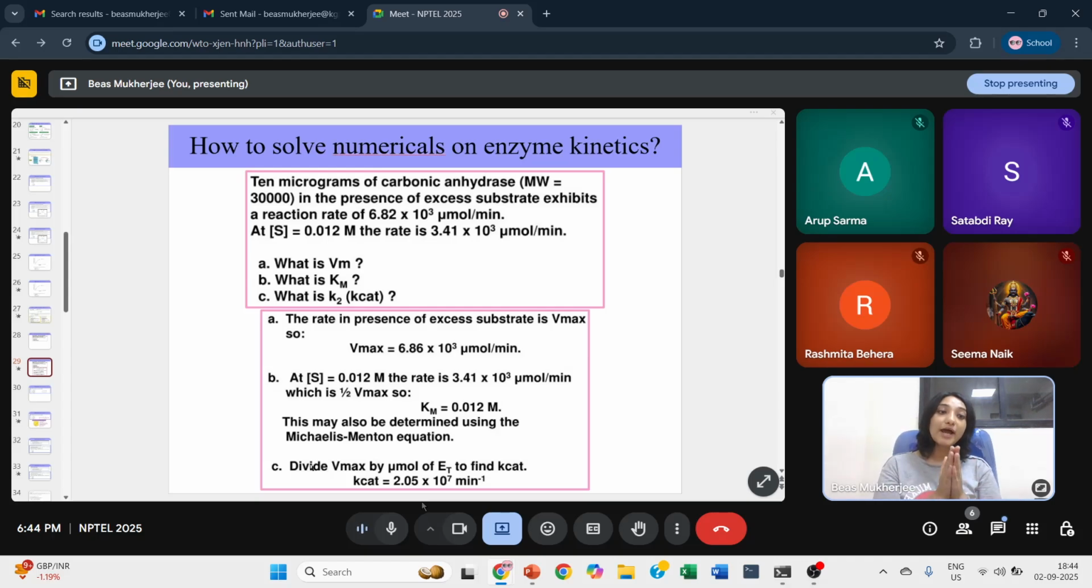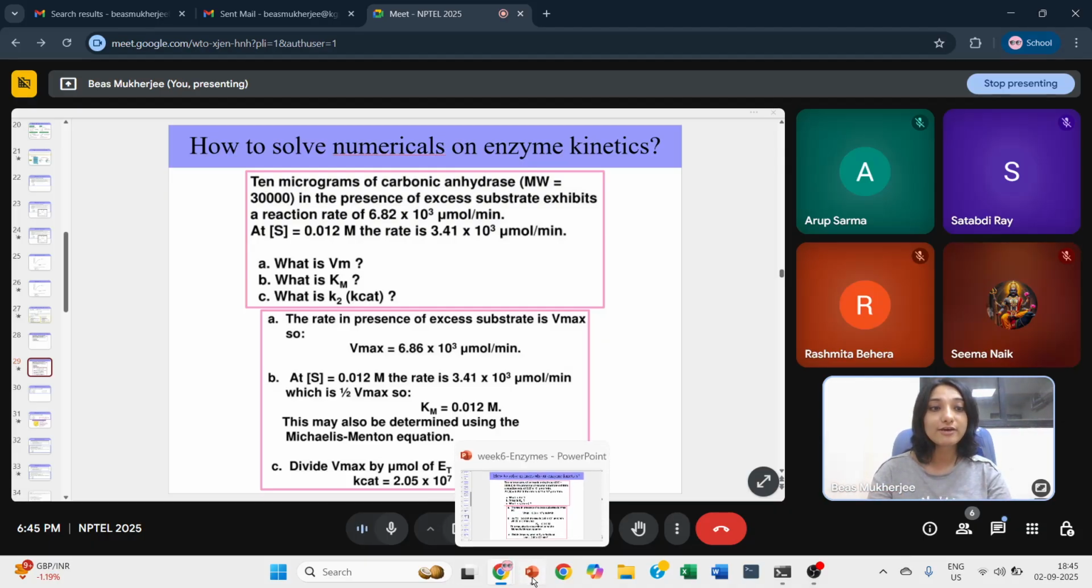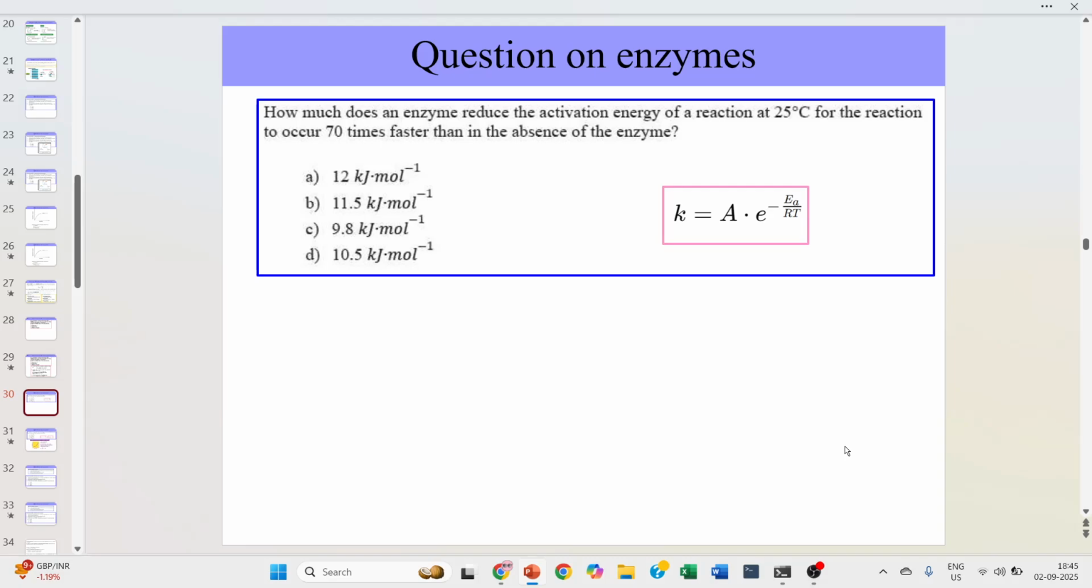Now, you know by definition that the Km is equal to the substrate concentration at which the velocity of conversion of substrate to product is half of Vmax, right? Half substrate concentration. So that is your Km. Next, this may also be determined using the Michaelis-Menten equation. And then divide Vmax by micromoles of total enzyme to find the kcat, and that will come to this particular value. So this is how you will have to go about with all the questions.